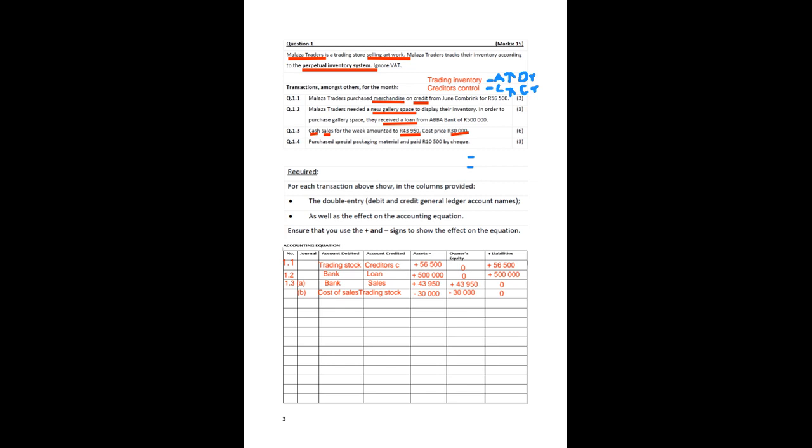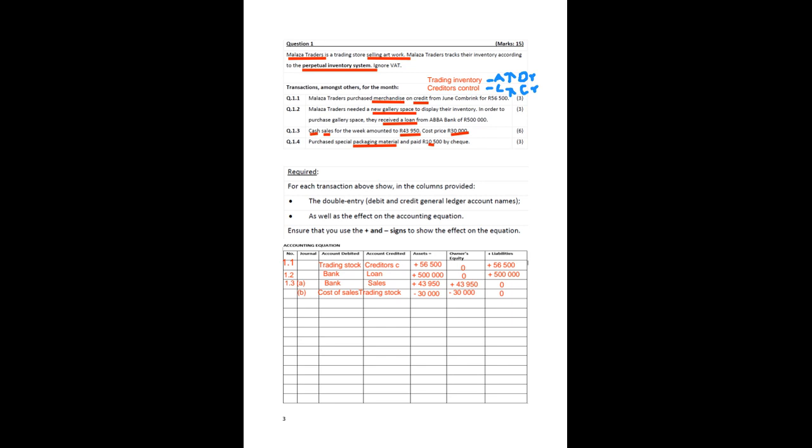We bought a special packaging material and paid by check. So please give me the two accounts for this one. I trust you. You bought packaging material. What do you think are the two accounts involved? Cost of sales. No, we only say cost of sales if you are selling. So we're not selling here. We are buying packaging material and we paid. So give me the two accounts.